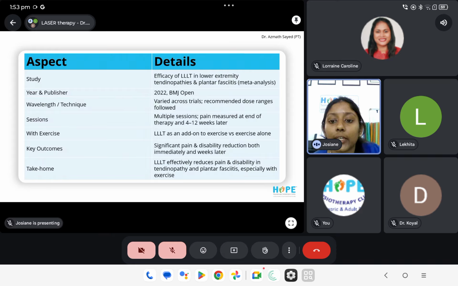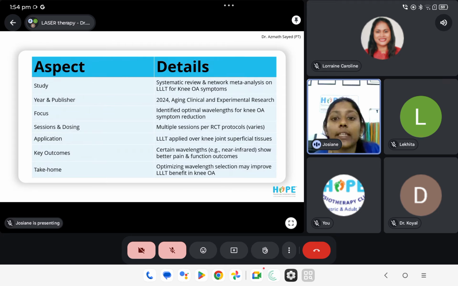Pain was measured at the end of the therapy and 4 to 12 weeks later, with low level laser therapy as an add-on to exercise versus exercise alone. Key outcomes: it reduced pain and disability both immediately and weeks later. So low-level laser therapy effectively reduces pain and disability in tendinopathy and plantar fasciitis, especially with exercise.